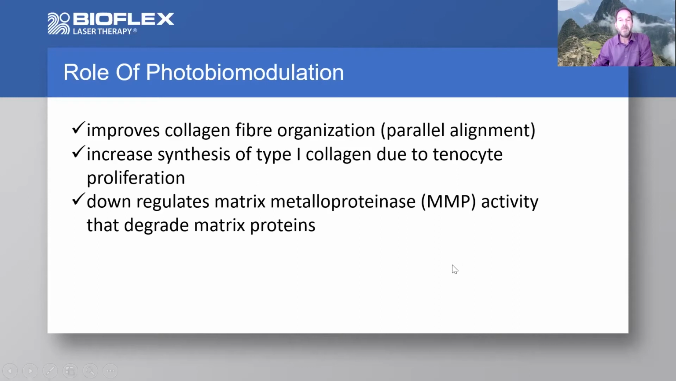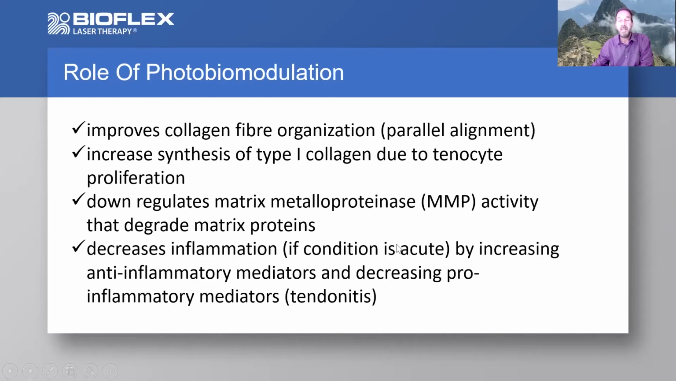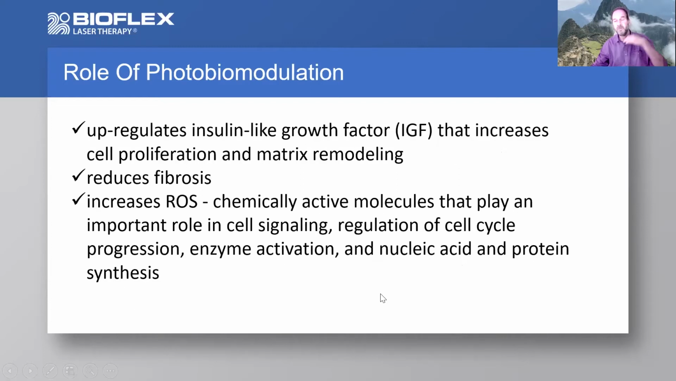It also downregulates MMPs, which are matrix metalloproteinases, which break down proteins, and they're a nasty kind of enzyme that we don't want. And if there's any inflammation around, I mentioned earlier it tends not to be an acute inflammatory process, but it can be in other tissues around the area. We know that laser therapy can definitely reduce inflammation. It can upregulate things like insulin-like growth factors. This increases cell proliferation and matrix remodeling. It can reduce fibrosis.